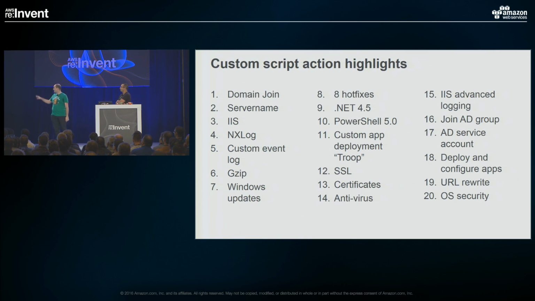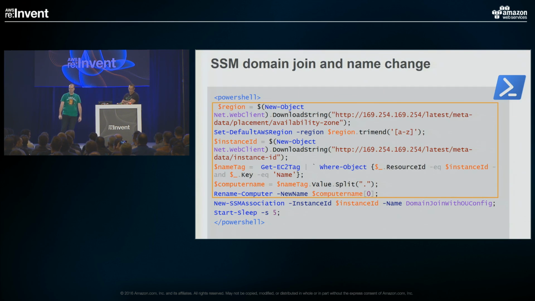I wanted to highlight some of our actions here so you can kind of see what we're doing. It's a wide variety of things. We're installing Windows features. We're installing other executables. We're pushing certificates out. We're pushing URL rewrite modules. We're joining AD groups, gzip settings. So through this platform, we can basically do anything. What I want to show you here is the SSM domain name and name change. What this does is through user data, we push the rename before we assign our SSM association, which then joins the domain.